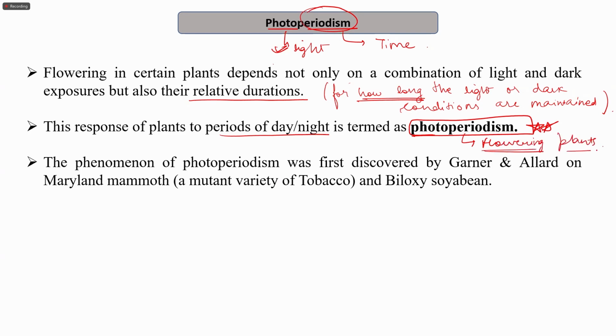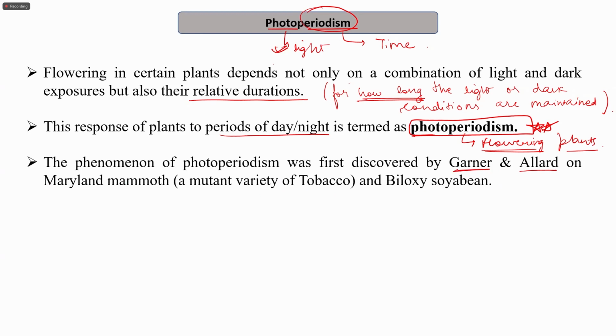flower according to photoperiodism. So their photoperiodic nature is different, and we will see how we classify plants on the basis of this. The phenomenon of photoperiodism was first discovered by Garner and Allard on Maryland Mammoth, which is a mutant variety of tobacco, and Biloxi soybean.